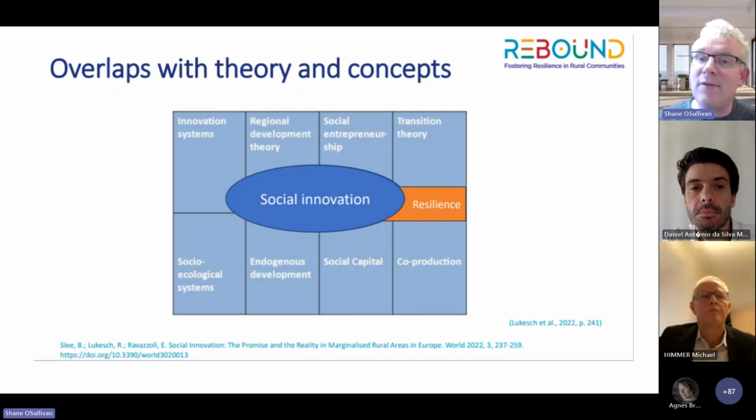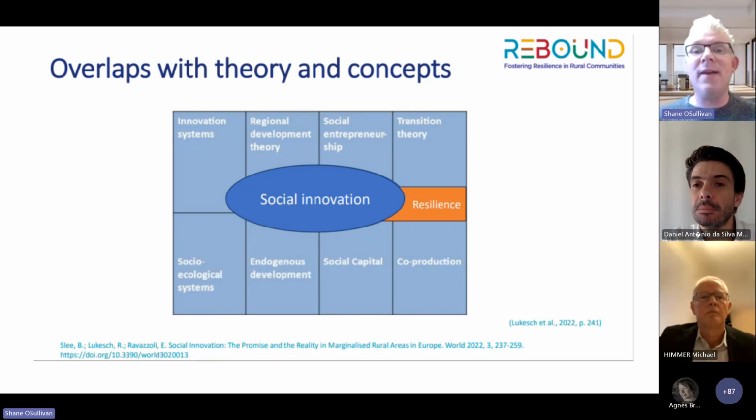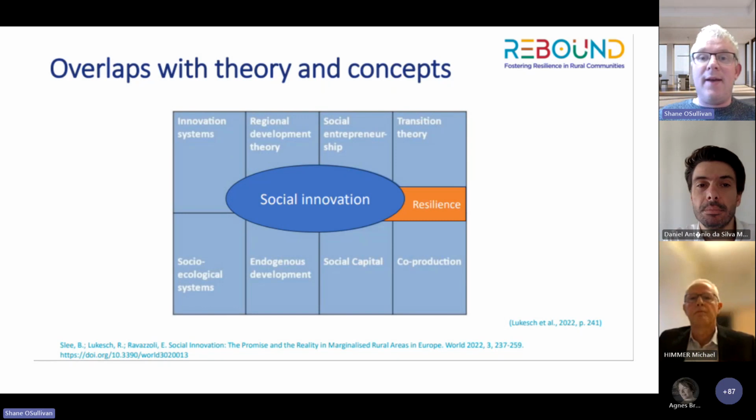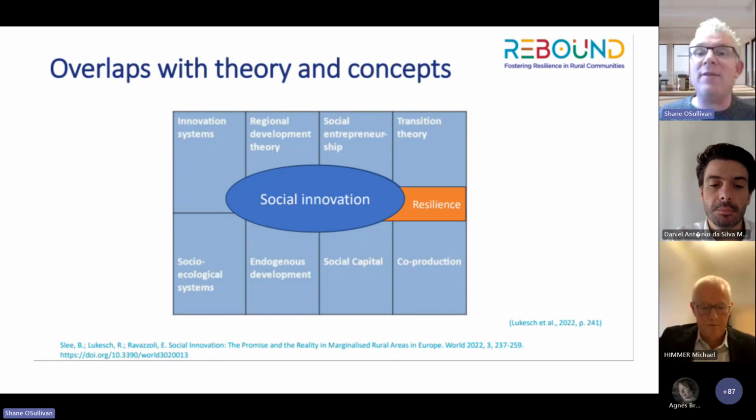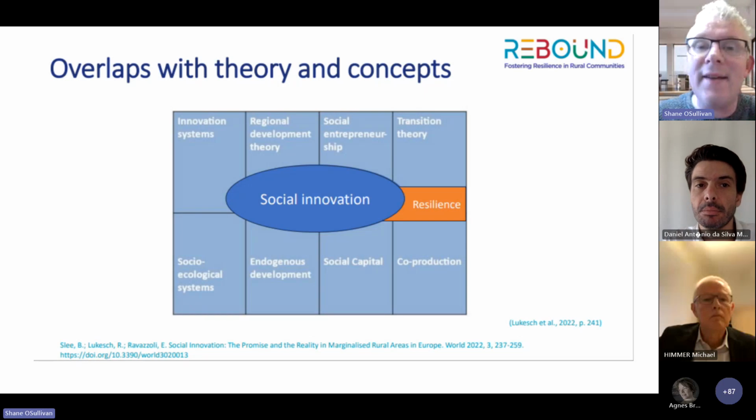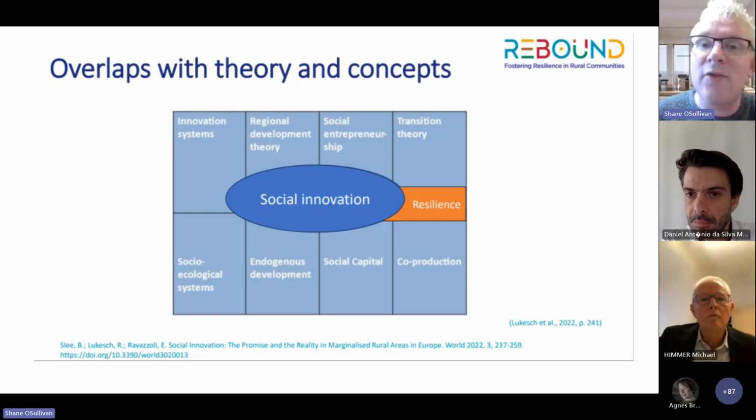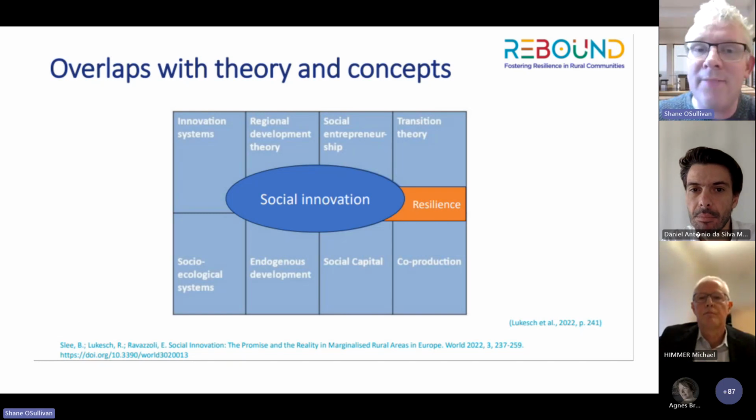Social innovation allows us to build up social capital, allowing communities and individuals to have strong networks and to work in a cohesive manner. It also allows for co-production, and it is a key cornerstone of both social entrepreneurship and the development of social enterprises, and of regional development theory.